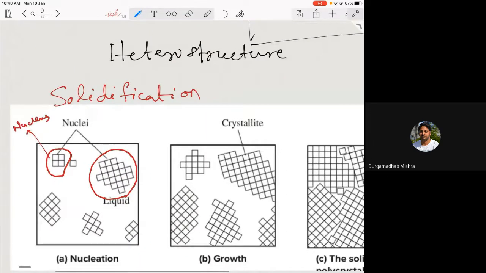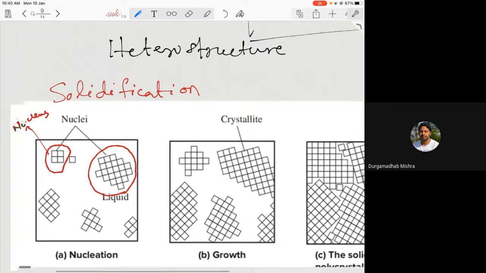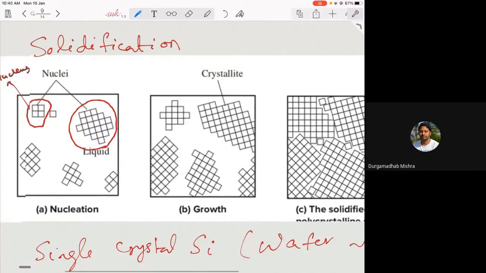And that number will grow as you start to cool down, as you reduce the temperature. At the melting temperature, it is in the molten state or a liquid state. Now you cool down. As you go further below the melting temperature, more and more atoms will join these nuclei, so they will grow. So nucleation, then growth, and then the solidification.